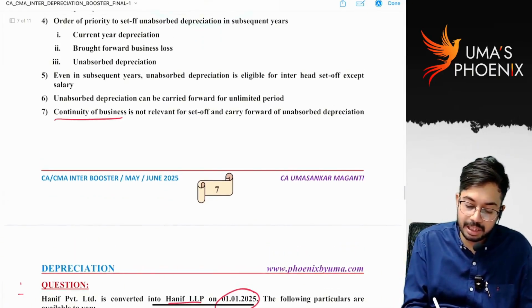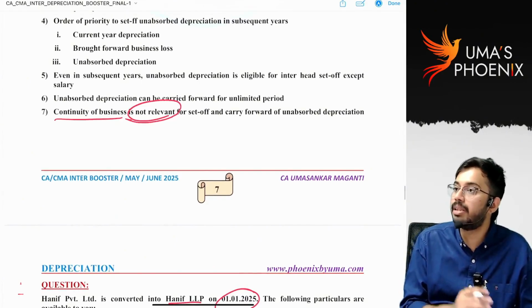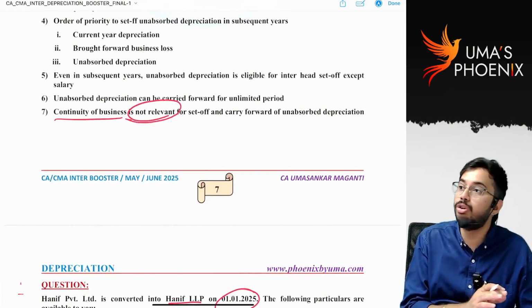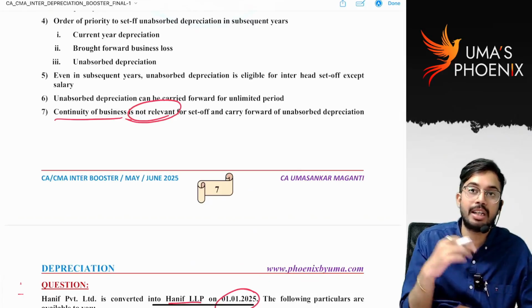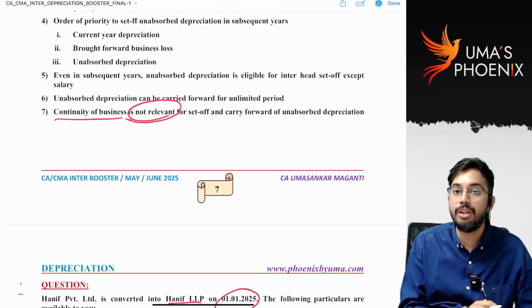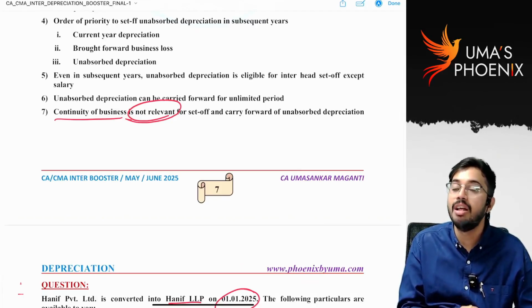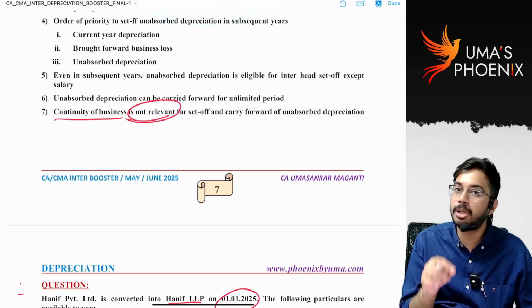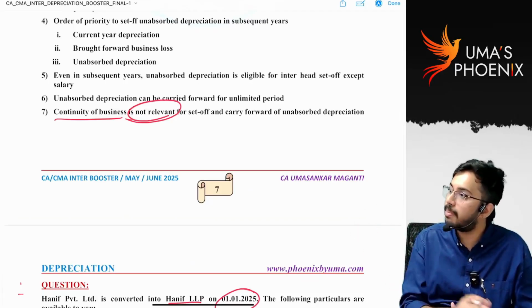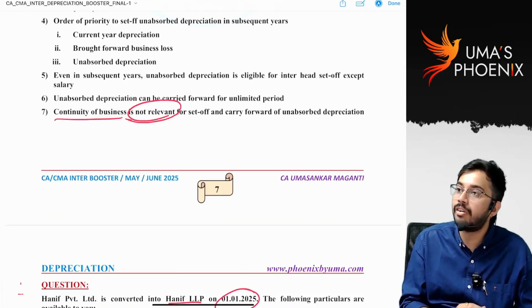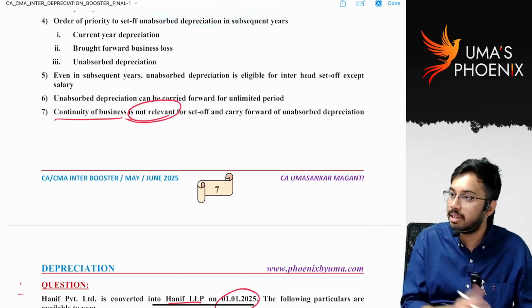Continuity of business is not relevant. I told you, right? Business is closed, and you have opened a new business. The previous business's unabsorbed depreciation you can set off against profits from the new business. Is it clear? Continuity of business is not relevant. The business in which you got unabsorbed depreciation, even though it is closed, you can still carry forward unabsorbed depreciation and set it off against profits from other business. Is it clear?